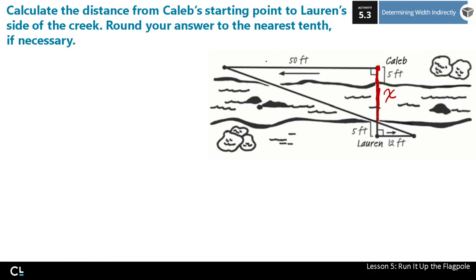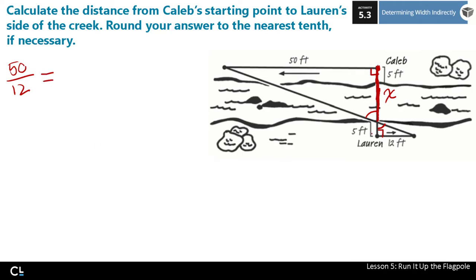So we have similar triangles here because these are technically vertical angles, so they're congruent. And then we have the right angles, which are congruent. We have angle-angle similarity. So we could set up our proportion like we have been. The distance they walk away is 50, Caleb's distance, over 12, Lauren's distance. Those are the distances that they walked away from their starting point.